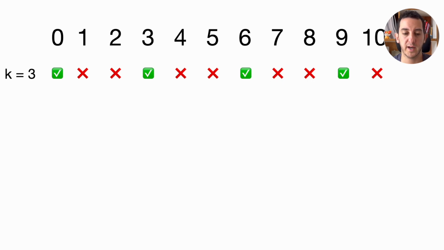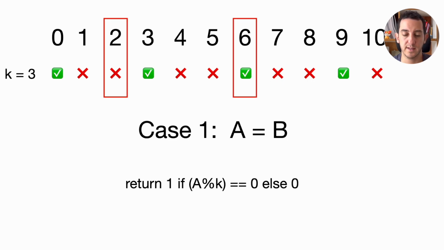So we're going to divide this exercise into three cases. Case 1, where A equals B. Case 2, where B minus A is less than K. And case 3, where B minus A is bigger than or equal to K.